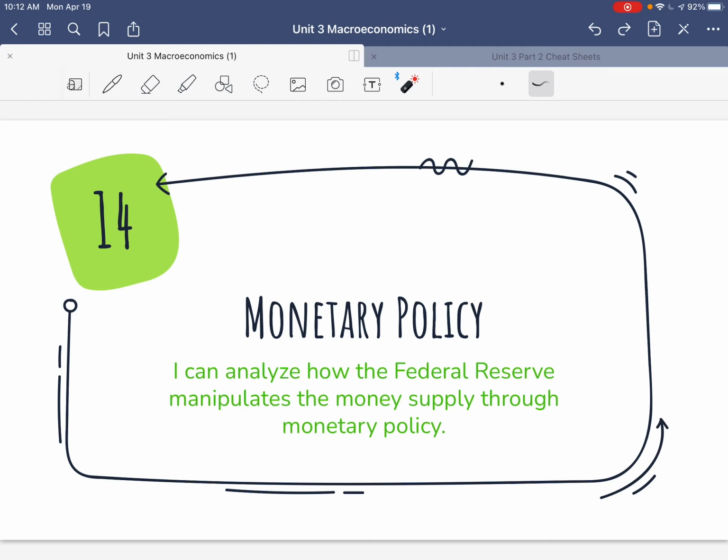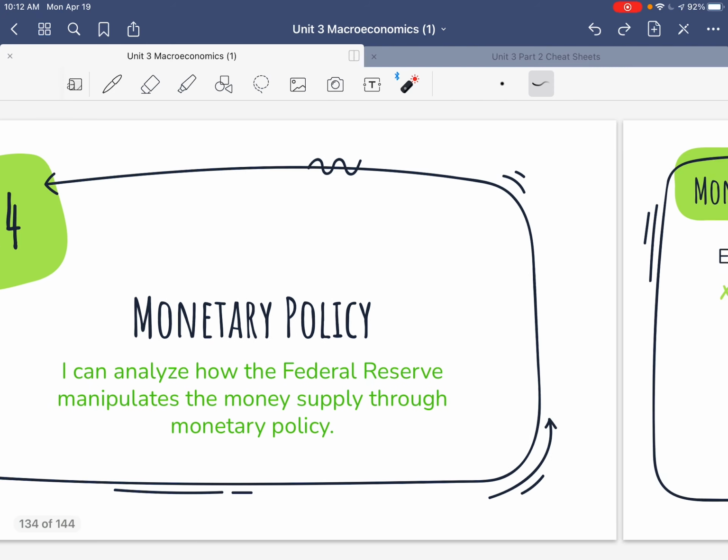and combine it with our graph that shows how the economy is doing, ADAS with LRAS either at equilibrium or in an inflationary or recessionary state. So we're going to kind of link the two together. And I'm going to show you the power that the Federal Reserve has to manipulate both graphs. So our I can statement is I can analyze how the Federal Reserve manipulates the money supply through monetary policy.